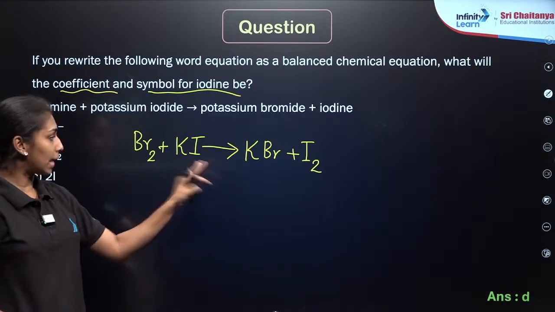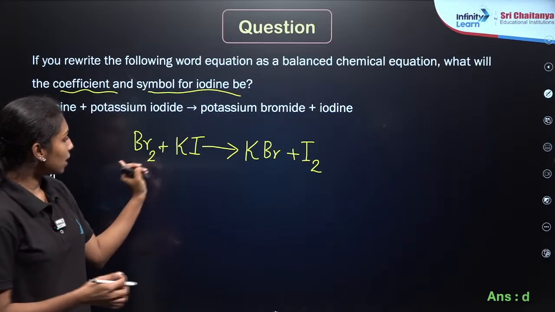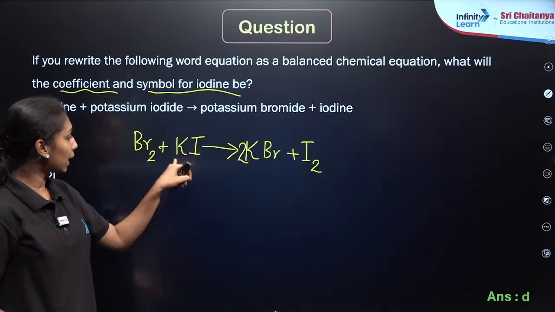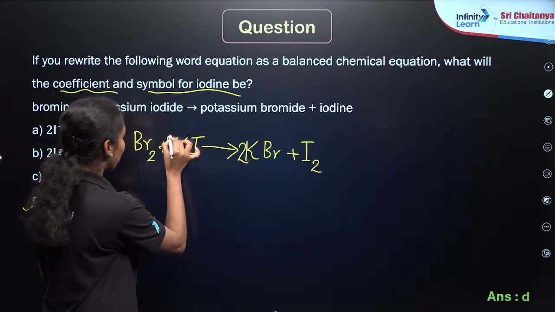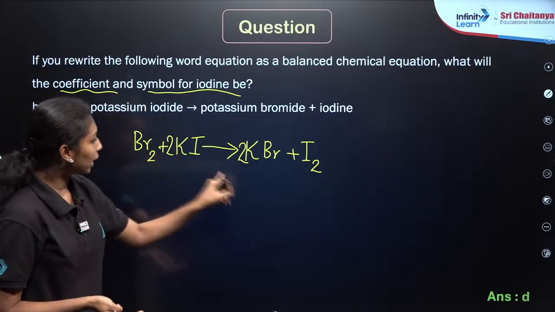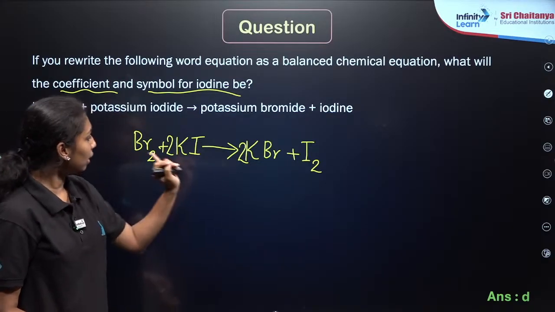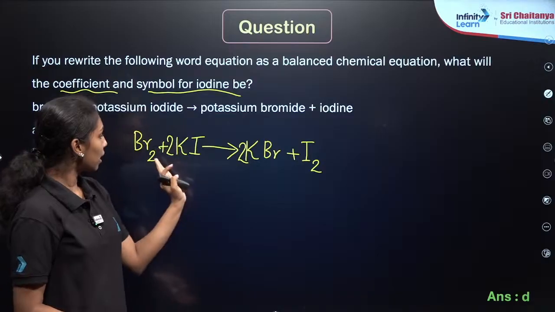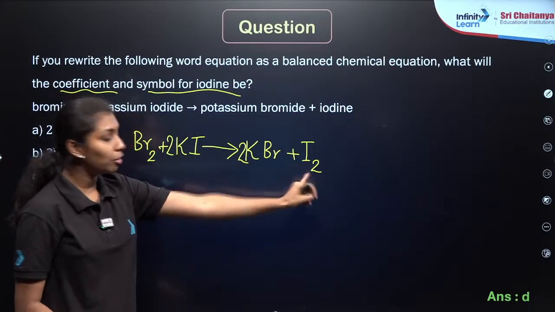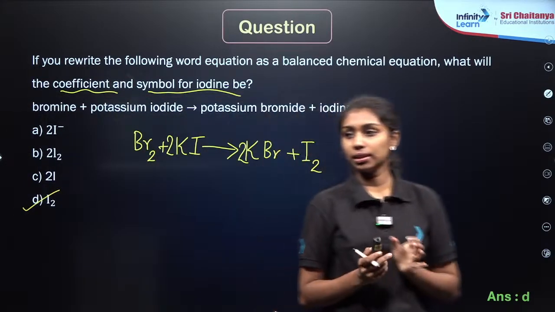What we have to do? We need to balance, right? So here in the case of the product side, there will be 2 Br, so I am just putting here 2 KBr. Now what happened? There will be 2 K on the product side, but on the reactant side, there is only 1 K, so here I multiply with 2. So what you are observing? Now the total number of atoms is balanced, right? Bromine is 2 on the left hand side as well as the right hand side. And in the case of potassium, it will be similar. Iodine is also similar. So this is a balanced chemical reaction given here, and the coefficient of iodine will be 1 only, which means I2. Option D will be our correct answer. Clear?